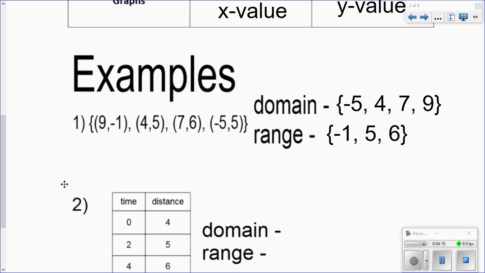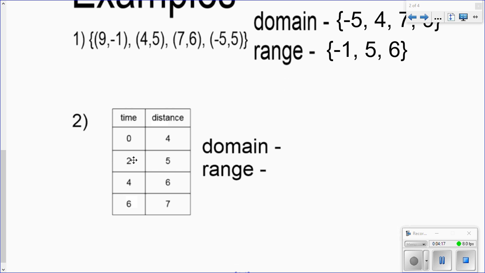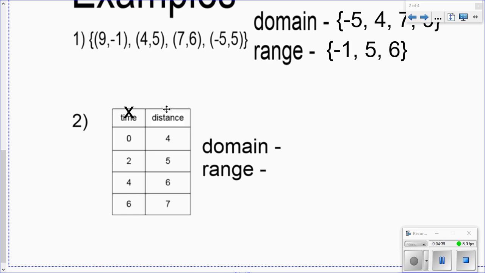Okay? So let's do number 2, the table. This is an example of what I mean. They're not going to give you x's and y's. You have to figure out which one depends on the other. So time is going to happen no matter what happens in your life. Time keeps moving at the same rate. So that is your independent variable, your x. Distance depends on how much time you're given. So that's your y.